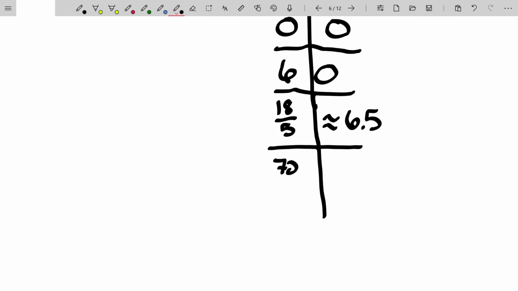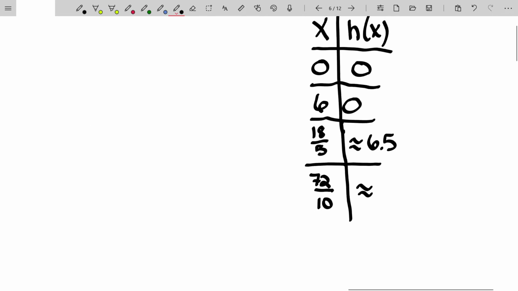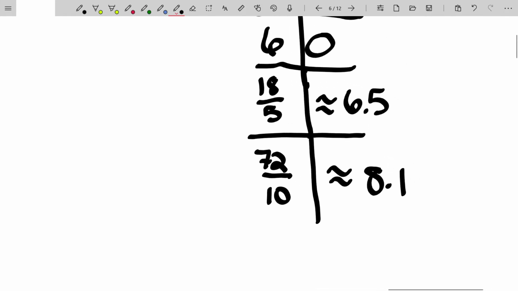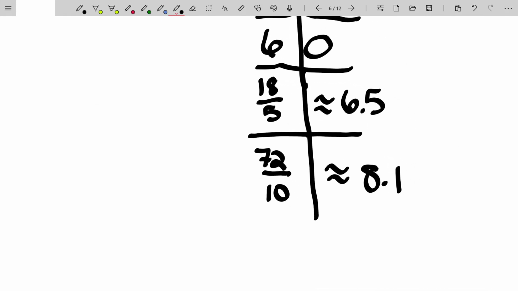So 72 tenths, I would probably write it that way, is approximately equal to, and then I will just plug that into that function. And we get roughly 8.1. So again, big laundry list of values in a table that you're handed, maybe at the beginning of an exam. Oh, here's a whole list of values you can use. And so you might find, and they'd be listed in order, right? From lowest X value to highest X value, so that you're not hunting around in a random order.